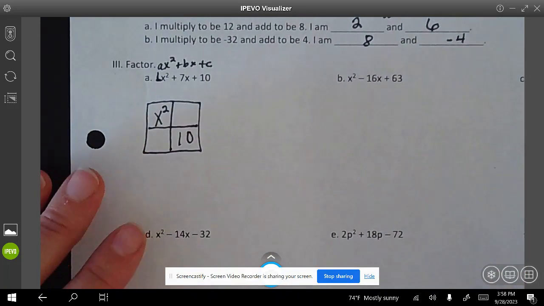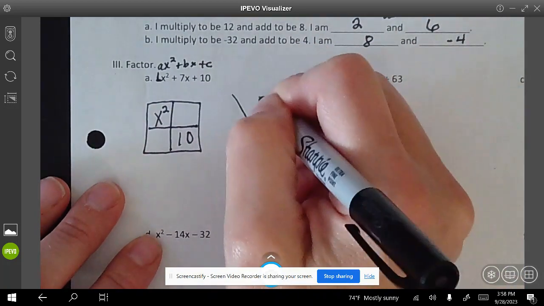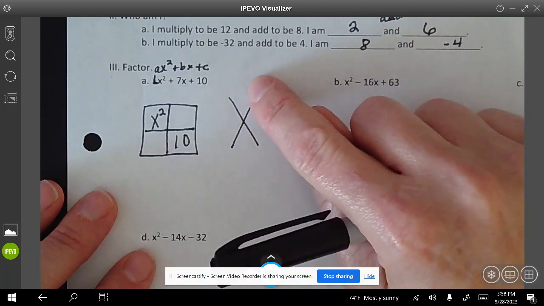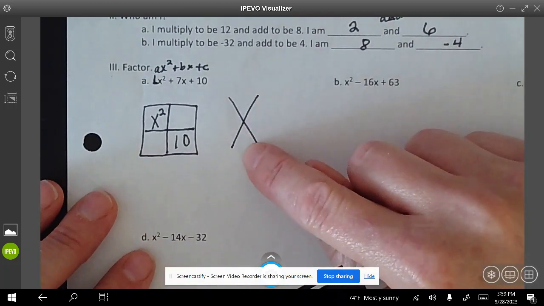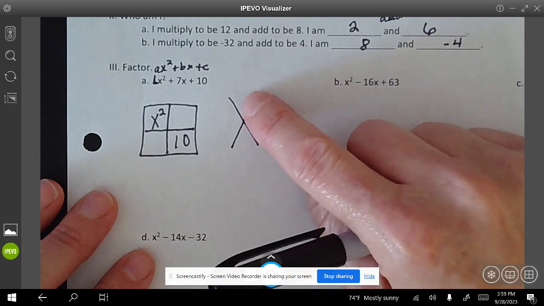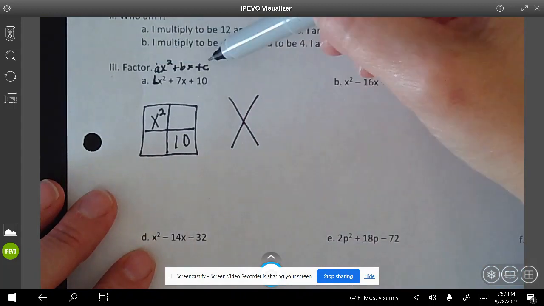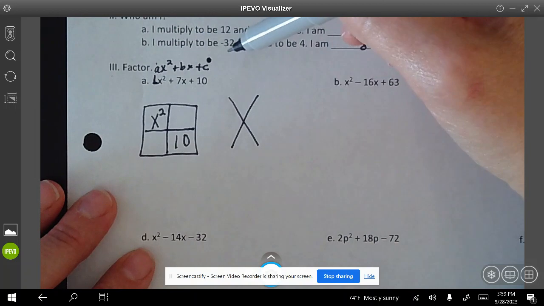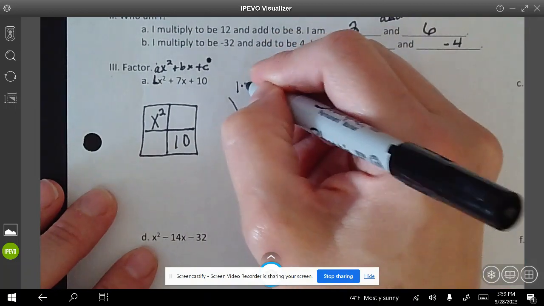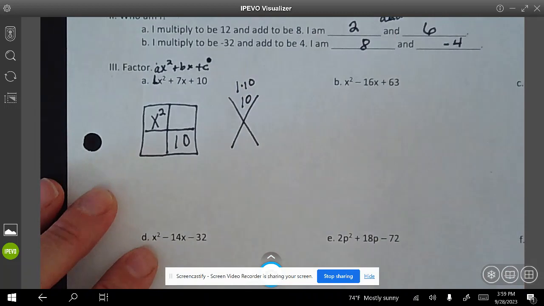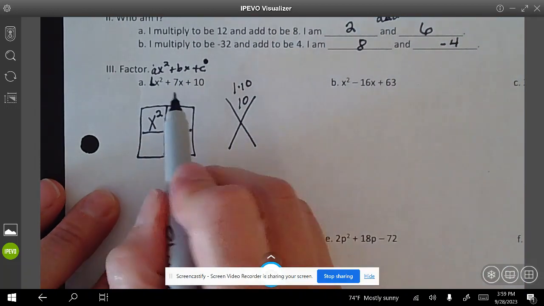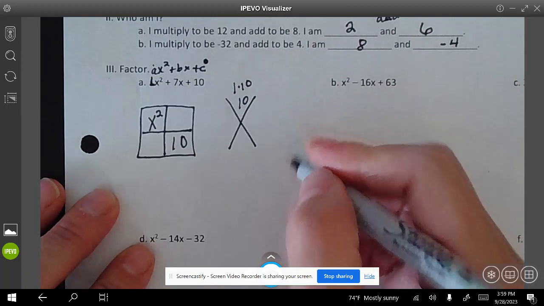Okay? Now we're going to go back to that big X we were doing before. Remember, we multiply to get the top and add to get the bottom. But what we're multiplying is A times C. Well, my A here is 1, and my C here is 10. So 1 times 10, that's 10. Okay, so I'm multiplying to get 10. And then you're adding to get that middle number 7.